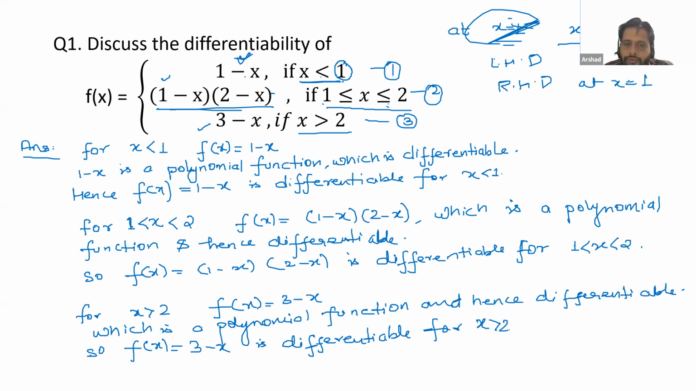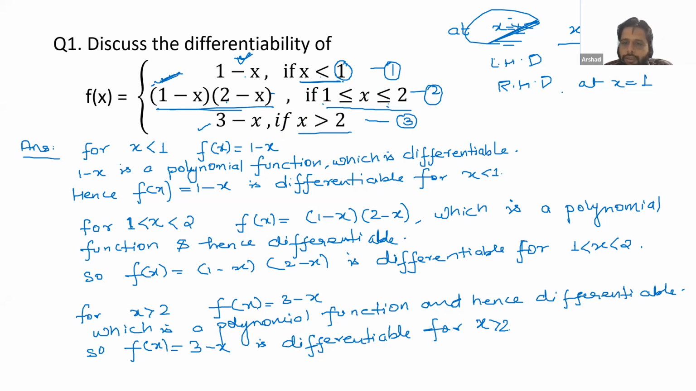For RHD at x is equal to 1, which function will we choose? No, that's not correct. RHD means we are approaching from the right side, but very, very close to 1. So if we check here, this value is greater than or equal to 1, so we will choose this value, not the third. The third is greater than 2, so the difference is much more. We need to take a value which is very, very close to 1, but greater than it.